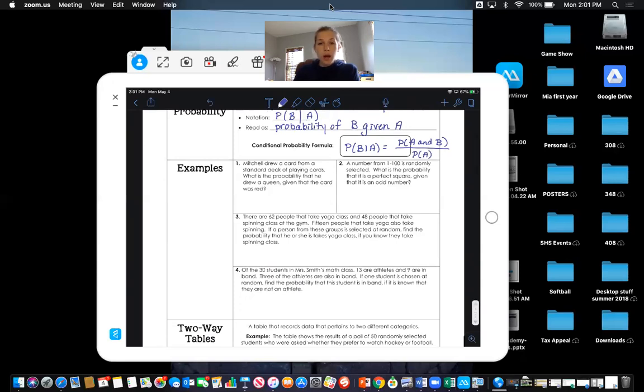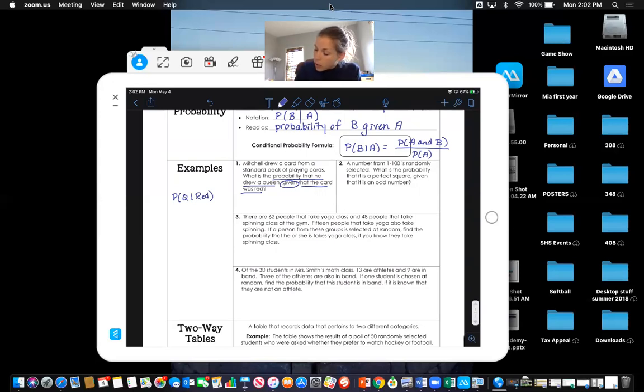So let's take a look at example 1. Mitchell drew a card from a standard deck of playing cards. What's the probability that he drew a queen given, and I want to emphasize that word given, that the card was red? So in words, what's the probability that he drew a queen given that the card was red? That's what we're looking at.